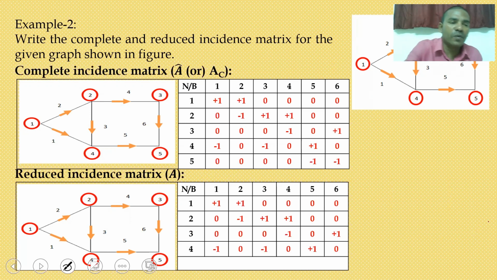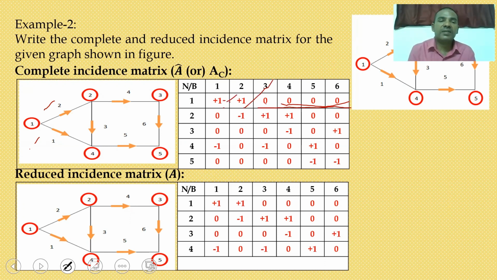Now come to node 1. Node 1 has only 2 elements, branch 1 and branch 2, and remaining all are zeros. Here branch 1 and branch 2 are moving away from the node, so +1, +1. Next, coming to node 2, 3 branches are there: branch 2, branch 3, branch 4. Branch 1, branch 5, branch 6 are zeros. Branch 2 is entering, so it is incident, -1. Branch 4 and branch 3 are leaving, +1.